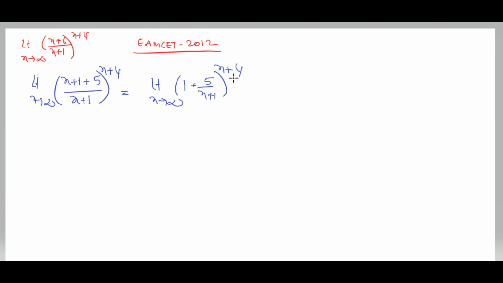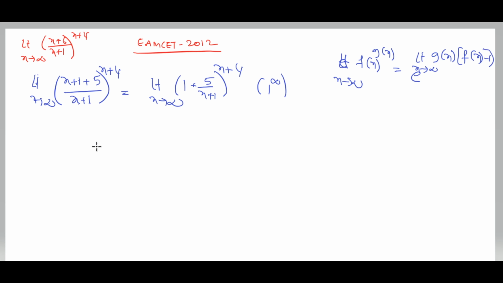Substituting x tends to infinity, it is in the form of 1 power infinity. 1 power infinity form, that is e to the power of limit x tends to infinity, f of x whole to the power of g of x. If it is in 1 power infinity form, this is written as e to the power of limit x tends to infinity, g of x into f of x minus 1.